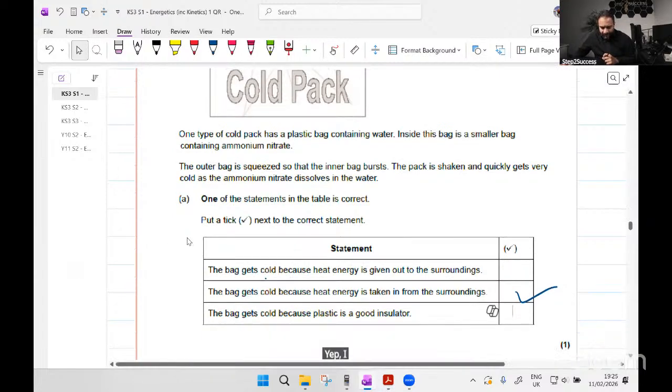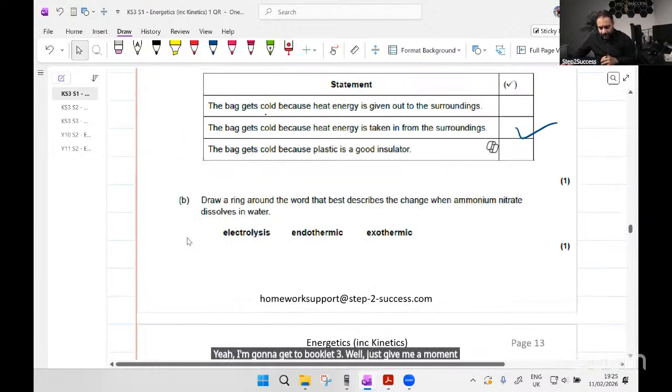I'm going to get to booklet three. Well, just give me a moment. Draw a ring around the word the better weather.